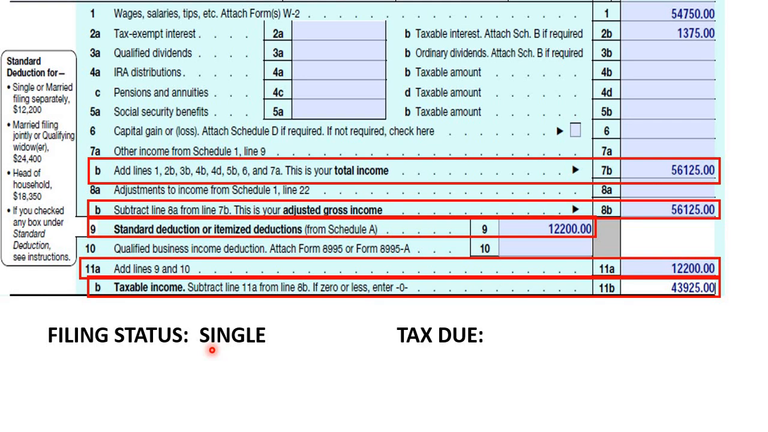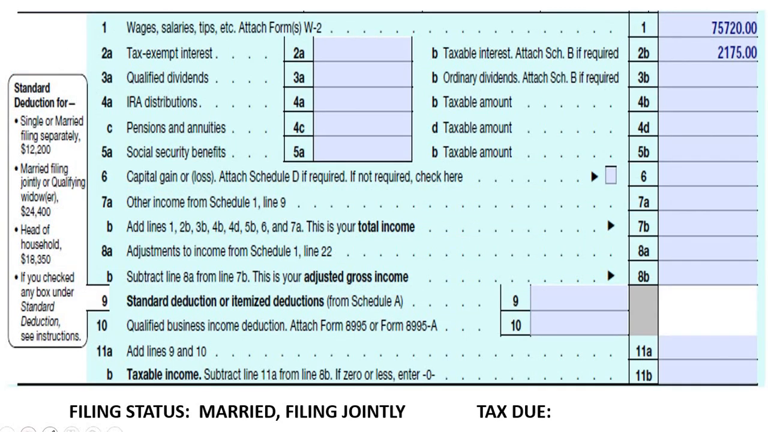Our filing status is single. Our income is 43,925. So you need to go to that form and determine the tax due. So go get that number from the tax table. What number is that going to be for the tax due? Excellent. $5,522. Perfect.